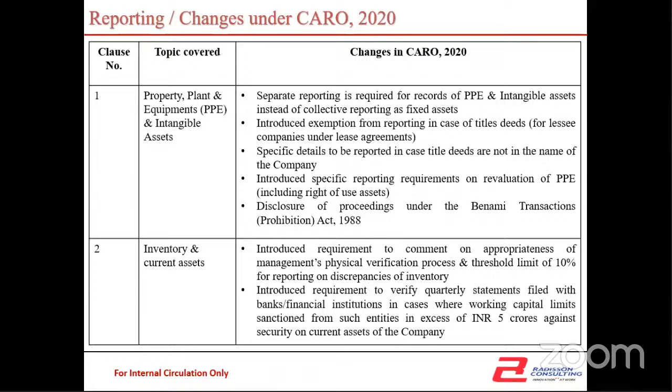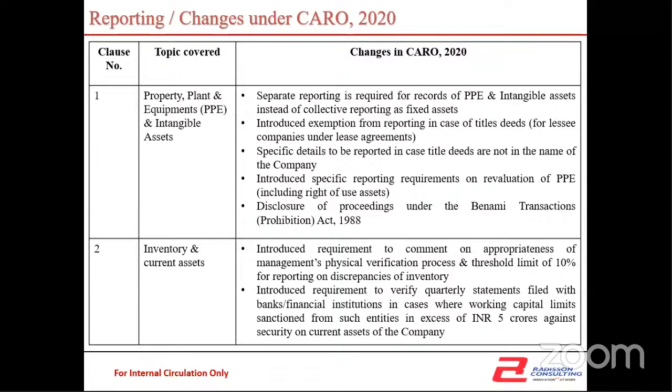A Benami transaction is a transaction where the asset has been transferred by one person and the consideration is paid by another person, or a situation where the immovable property is held in the name of a fictitious entity, or the owner of the property is not traceable, or where the registered owner of the property denies the ownership of the property. In such cases, the dispute going under the act falls under a Benami transaction.